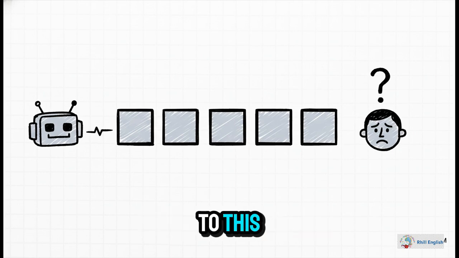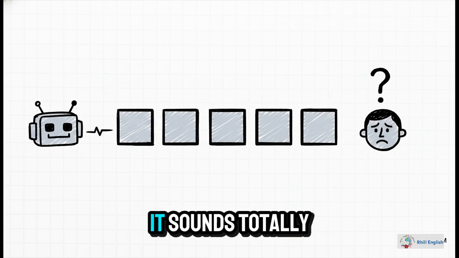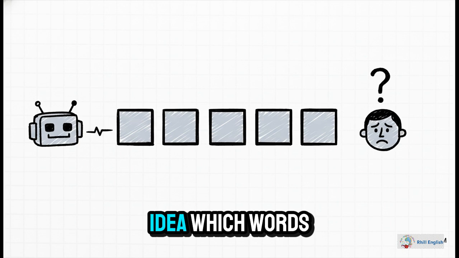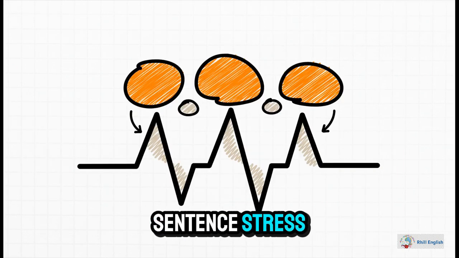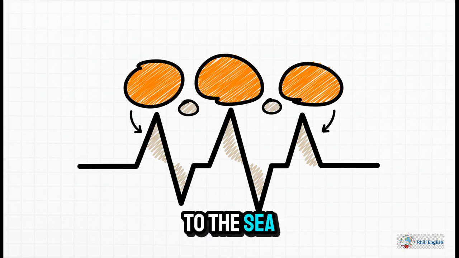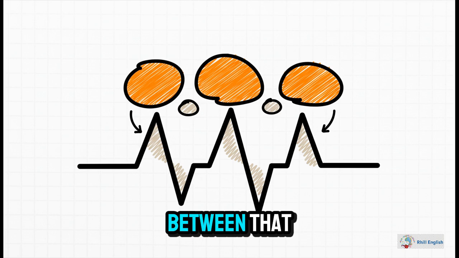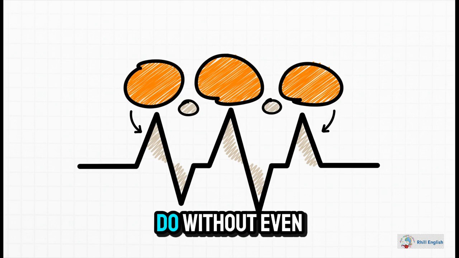I mean, listen to this. The girl ran to the sea. Each word gets the exact same weight. It sounds totally robotic, and it's actually harder to understand because your listener has no idea which words to focus on. Okay, now listen to it with natural sentence stress. The girl ran to the sea. You hear that beat? Da-da-da, da-da-da, da-da-da. We punch the key content words, and the little function words just get squeezed in between. That right there is the natural rhythm of spoken English, and it's something native speakers do without even thinking about it.